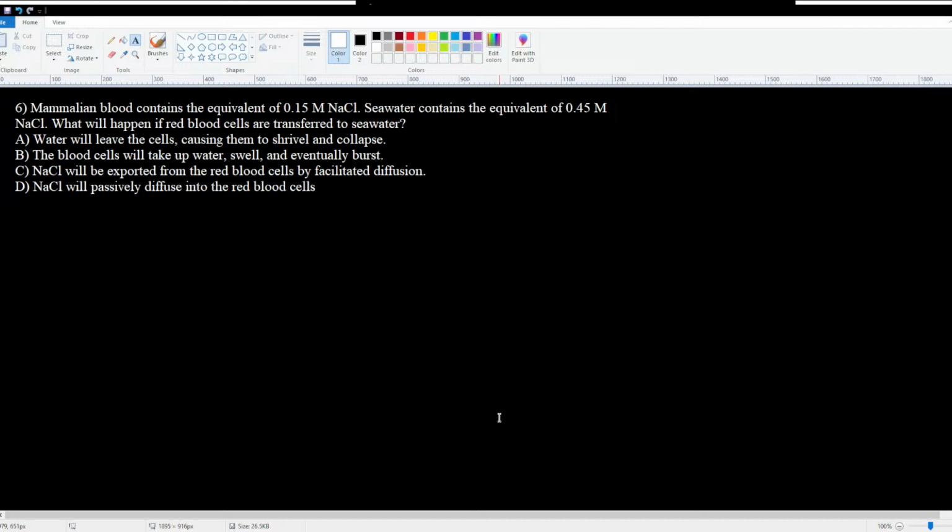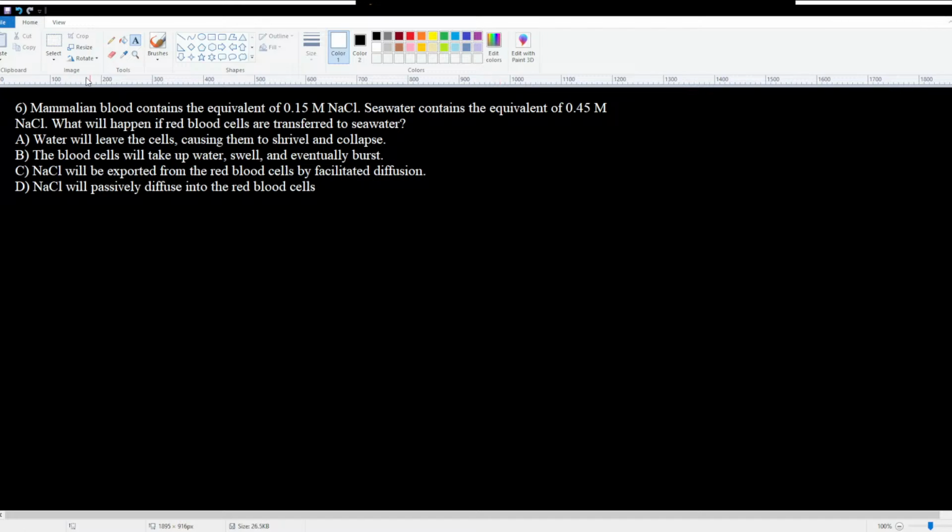Answer A is saying water will leave the cells, causing them to shrivel and collapse. The blood cells will take up water. B says the blood cells will take up water, swell, and eventually burst. C, salt will be exported from the blood cells by facilitated diffusion. Or D, NaCl will passively diffuse into the blood cells.